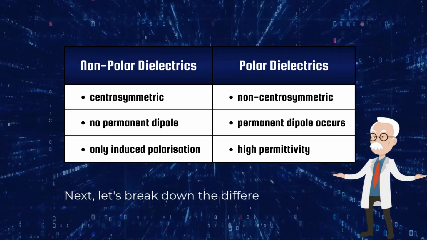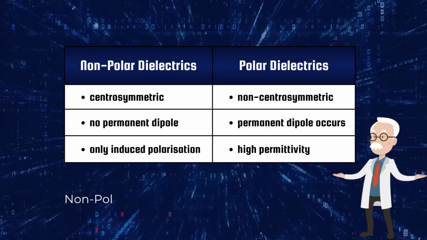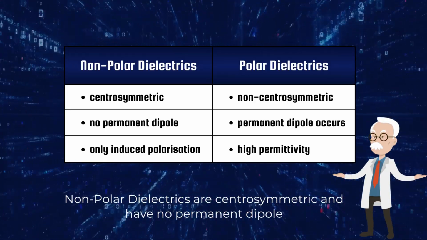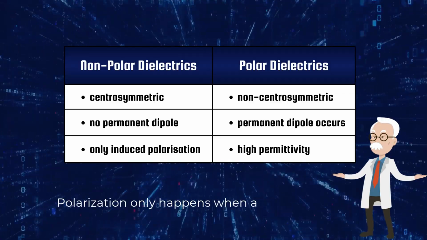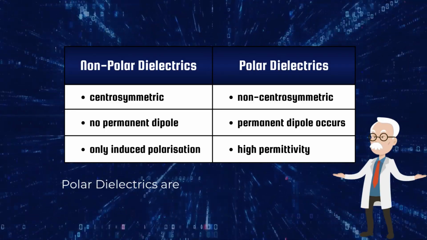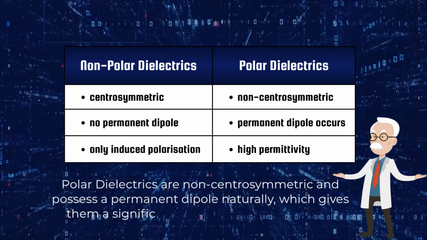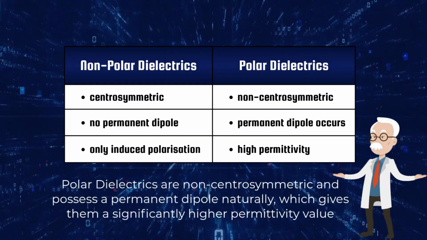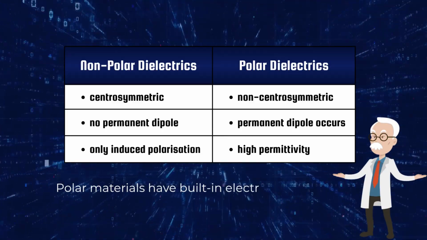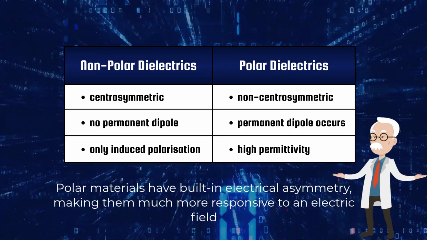Next, let's break down the difference between nonpolar and polar dielectrics as shown. Nonpolar dielectrics are centrosymmetric and have no permanent dipole. Polarization only happens when an external field is actively induced. Polar dielectrics are non-centrosymmetric and possess a permanent dipole naturally, which gives them a significantly higher permittivity value. In short, polar materials have built-in electrical asymmetry, making them much more responsive to an electric field.